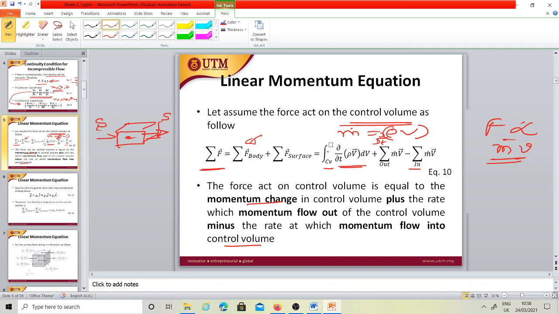You know why we write this as mv, because F is proportional to m dot v. That is Newton's third law of motion. It means the rate of change of momentum should be proportional to the applied force. So we just consider the same Newton's third law of motion.